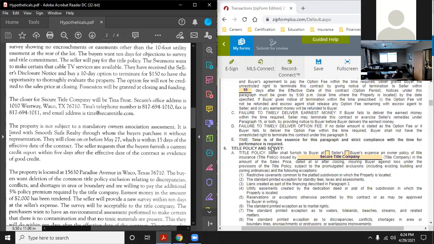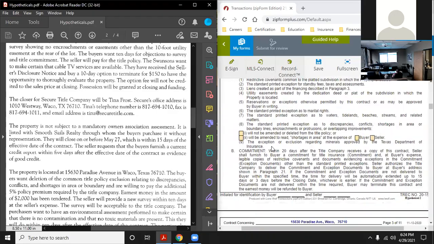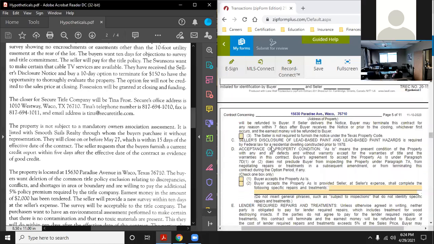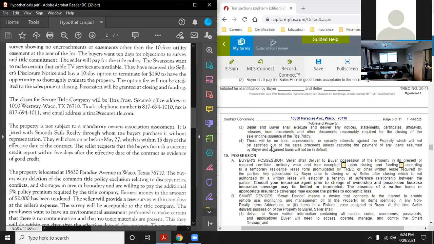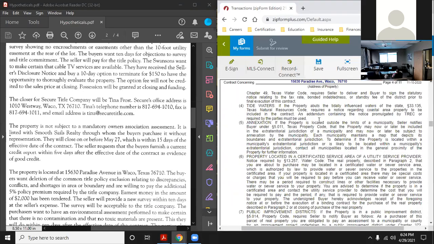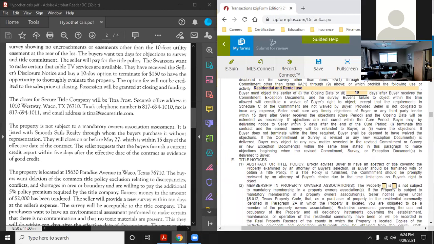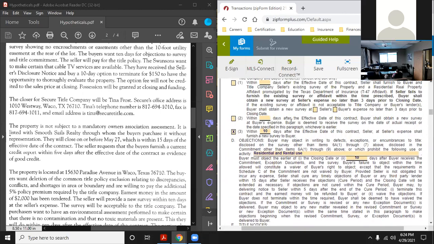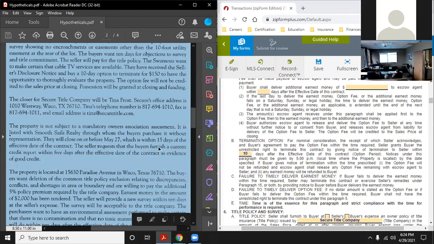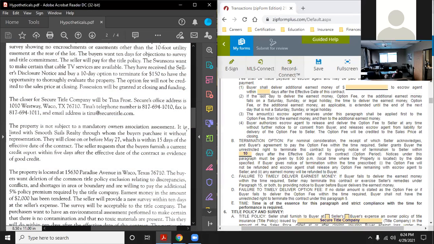Possession will be granted at closing and funding. That is another key box. Let's see, where is possession? That is paragraph 10, there we go. Upon closing and funding. So make sure that you check that box, so that when closing and funding happens, that is when possession will switch from the seller to the buyer. The property is not subject to a mandatory owners association, so it is not in an HOA. So you don't have to worry about that.